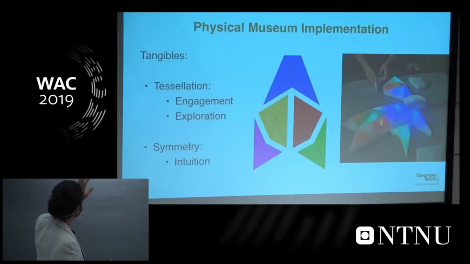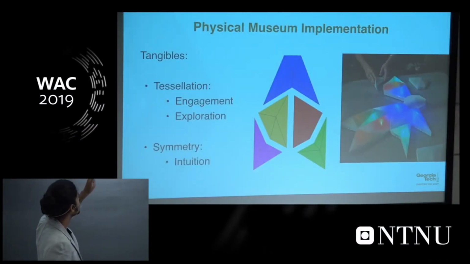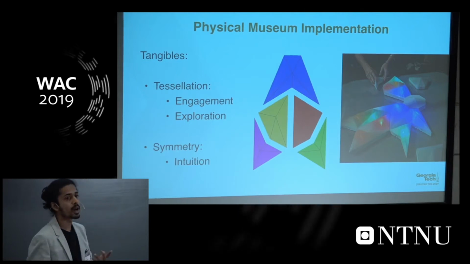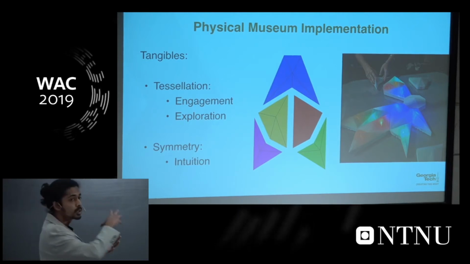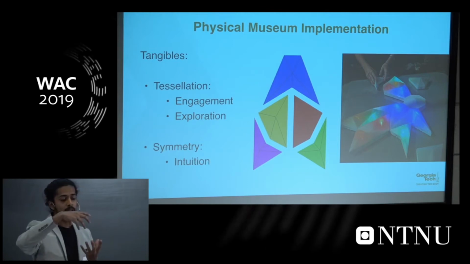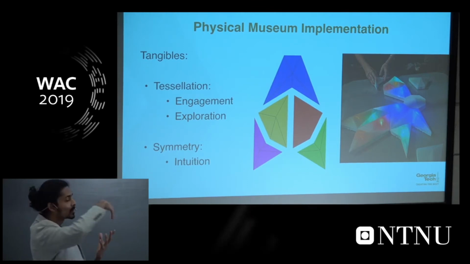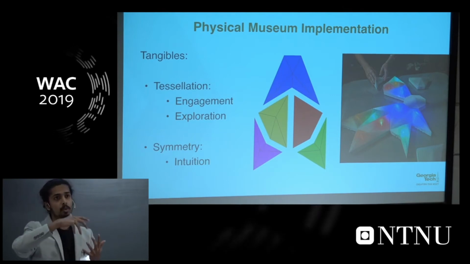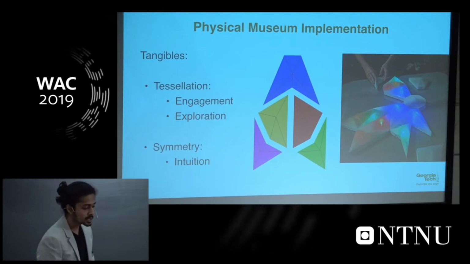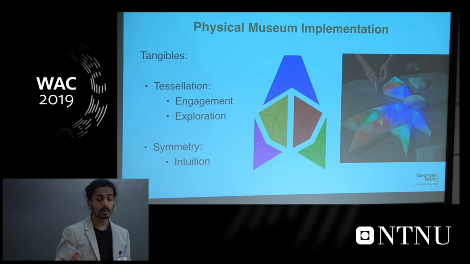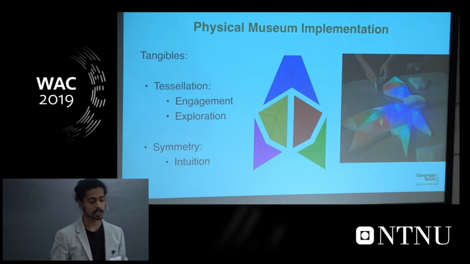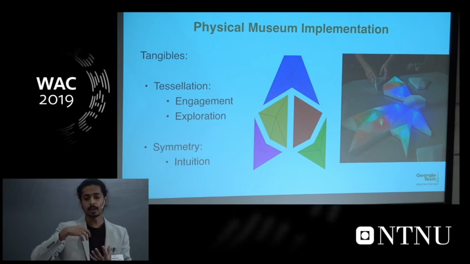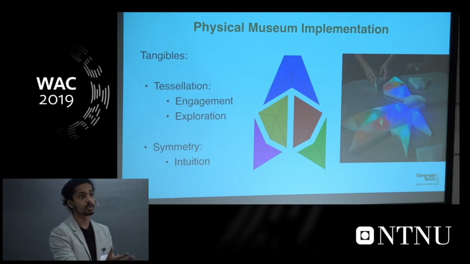There are four types of effects. One is the reverse effect, beat repeat effect, low orchestration, and high orchestration. You can see that these tangibles are made in such a way that they form tessellating blocks. This is because tessellation has been shown to be an effective method of engaging children in mathematical exploration. Also, they are symmetric so that you can look at what the other person is doing and gain intuition from that.